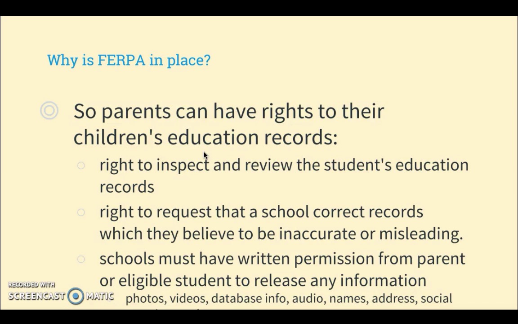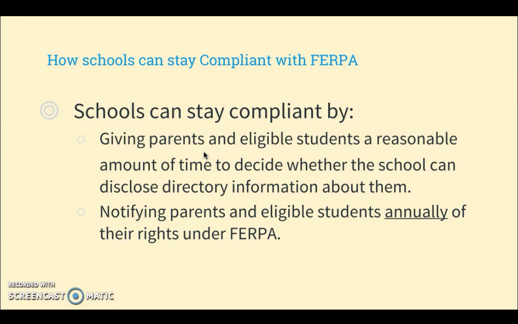Schools must have written permission from parent or eligible student to release any type of information, such as photos, videos, database information, audio, names, address, social security numbers, etc. Also, if a parent were to request their child's records, the school does have to respond within 45 days. How can schools stay compliant on a year-to-year basis with FERPA?